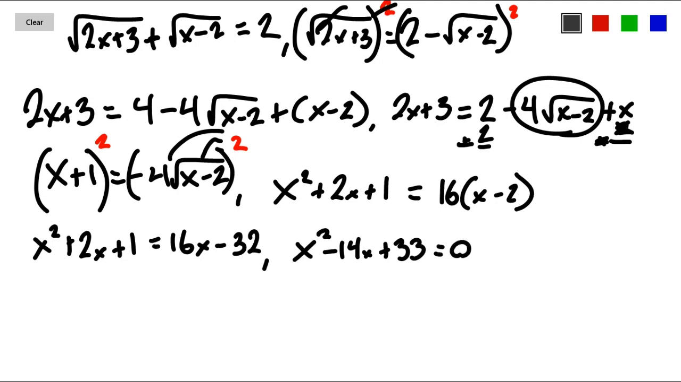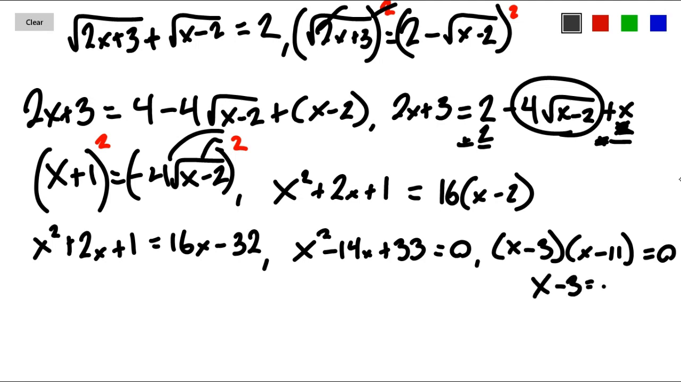And now we have it in the form of a quadratic equation. So this one you can solve by factoring, and the factor pairs are going to be x minus 3 times x minus 11. And so we have the solutions x minus 3 is equal to 0 and x minus 11 is equal to 0, meaning that x is equal to 3 and x is equal to 11.